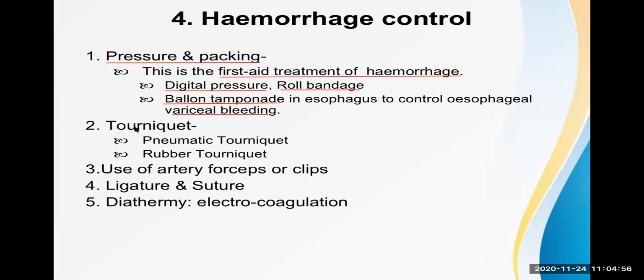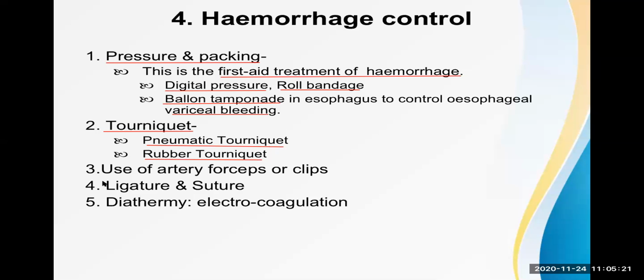Now, another way of hemorrhage control is application of a tourniquet. The tourniquet can be a pneumatic tourniquet or a rubber tourniquet. Pneumatic means we fill air, and rubber is a rubber band. But one important point here, you keep on loosening the tourniquet time and again. Otherwise, there may be a chance of ischemia in the applied area.